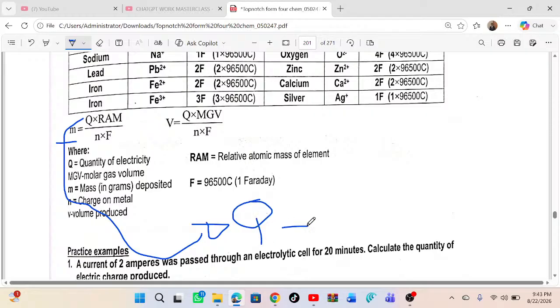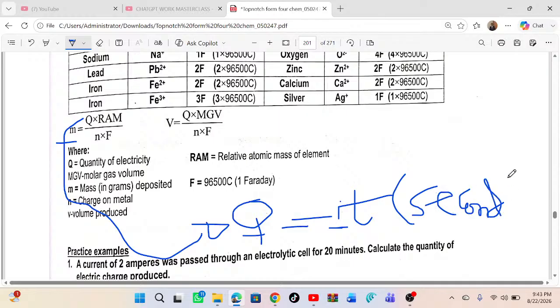Q is equals to IT. So Q natafuta aje? I, that's the I ni ampere, the current in ampere, times time. And the time must be in second, please. Q is equals to IT. You multiply I, that's the ampere or the current, times time. So ukipata Q, you multiply with the RAM, the RAM ambayo umepewa.